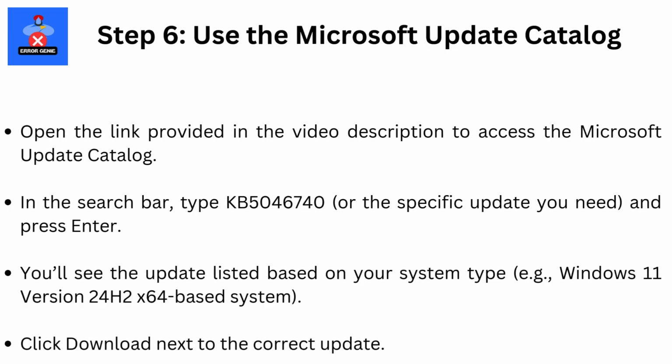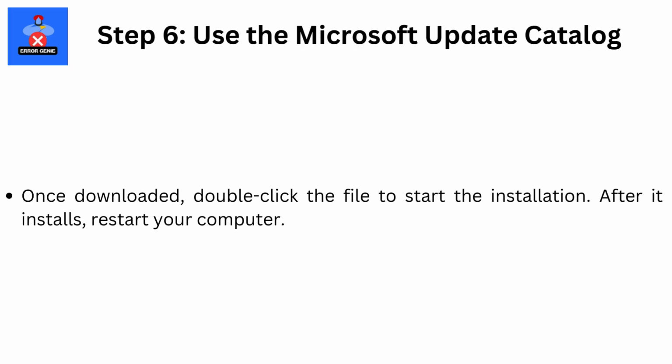Step 6. Use the Microsoft Update Catalog. Open the link provided in the video description to access the Microsoft Update Catalog. In the search bar, type KB5046740 or the specific update you need, and press Enter. You'll see the update listed based on your system type, for example Windows 11, version 24H2, x64-based system. Click Download next to the correct update. Once downloaded, double-click the file to start the installation. After it installs, restart your computer.